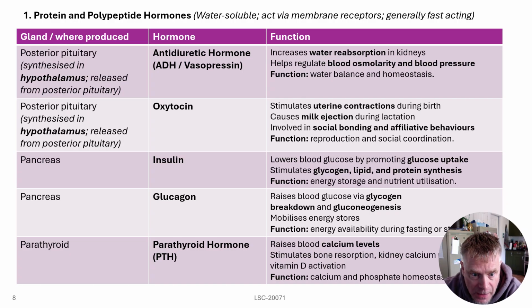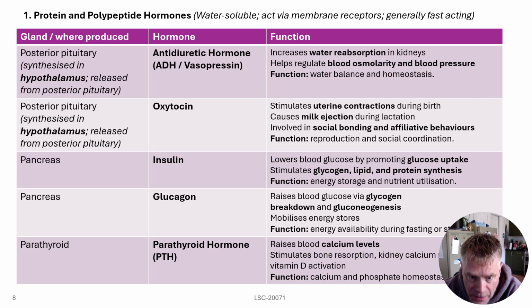And now we have some more of them, but they're not in the anterior pituitary. The next 2 are in the posterior pituitary. So these are a bit different because they're synthesized in the hypothalamus, and then they're released from the posterior pituitary. So it's at the back and it's closer to the brain. There are 2 hormones here.